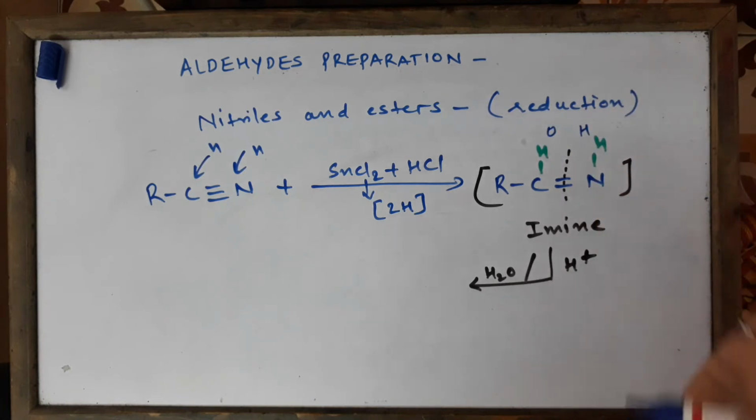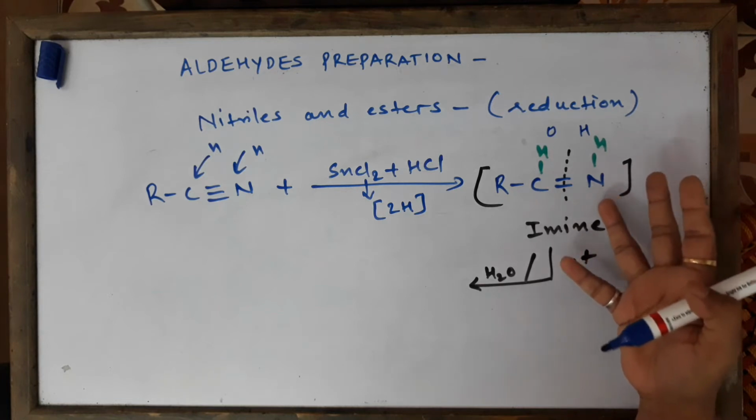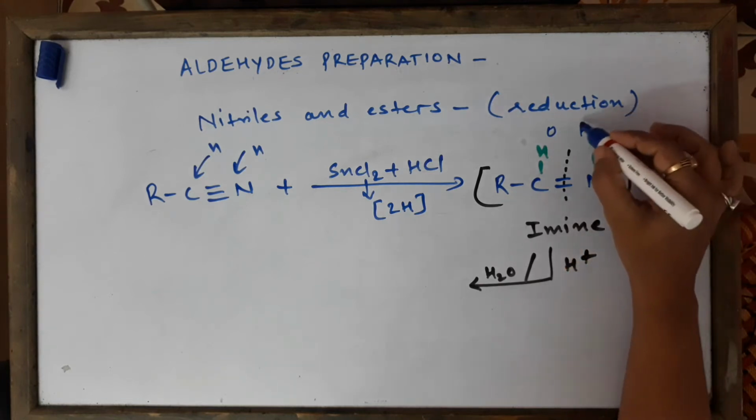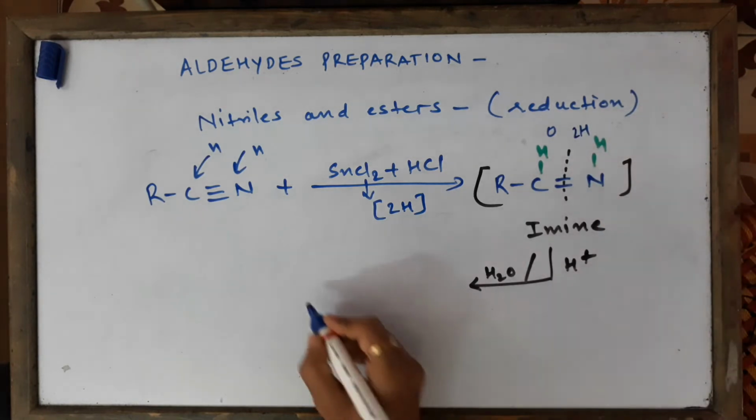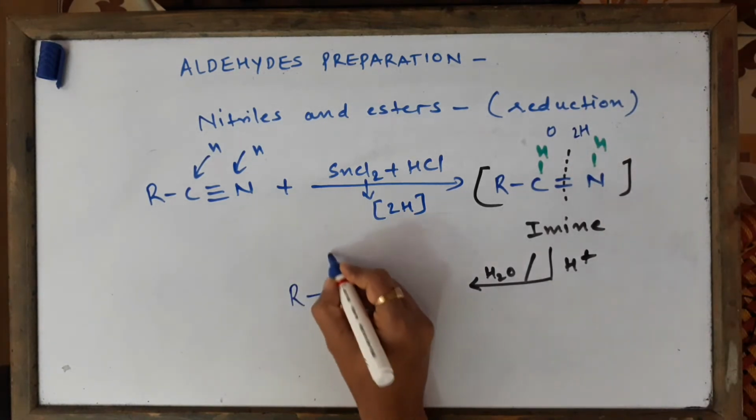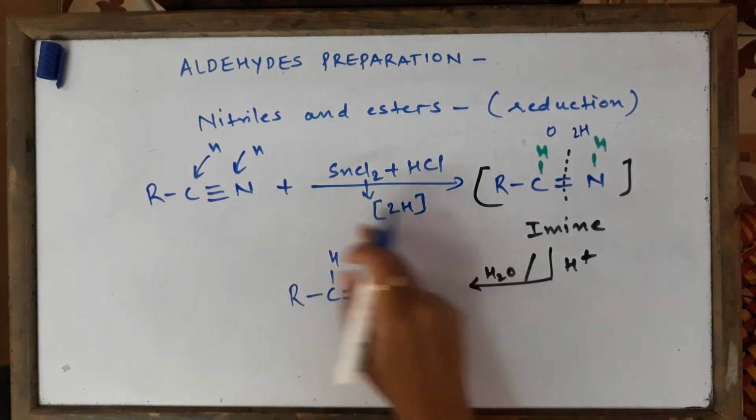So this is the logic you remember in the exam: in water we have two hydrogens and one oxygen atom. The two hydrogen atoms you can give to nitrogen, and the one oxygen atom you can give to carbon. So how does it look? It looks like this finally: R-C double bond O, which we want. This is the product which we are desiring, okay?